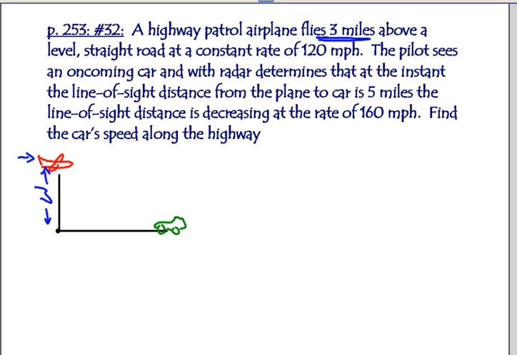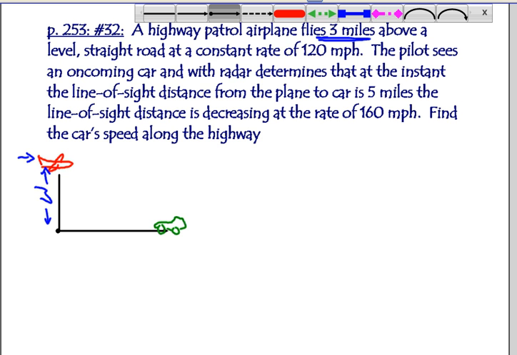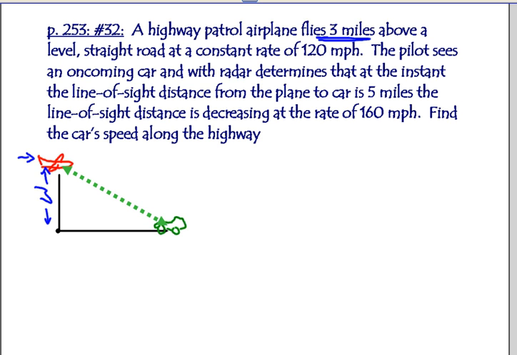All right. The pilot sees an oncoming car, and again we're talking about this line of sight distance. That would be a line from the plane to the car. The car is the green vehicle down here. So we go the straight line from the plane to the car, and you've got that distance right there. Let's call that distance L for line of sight distance. The line of sight distance from the plane to the car is 5 miles, so we can say L equals 5.